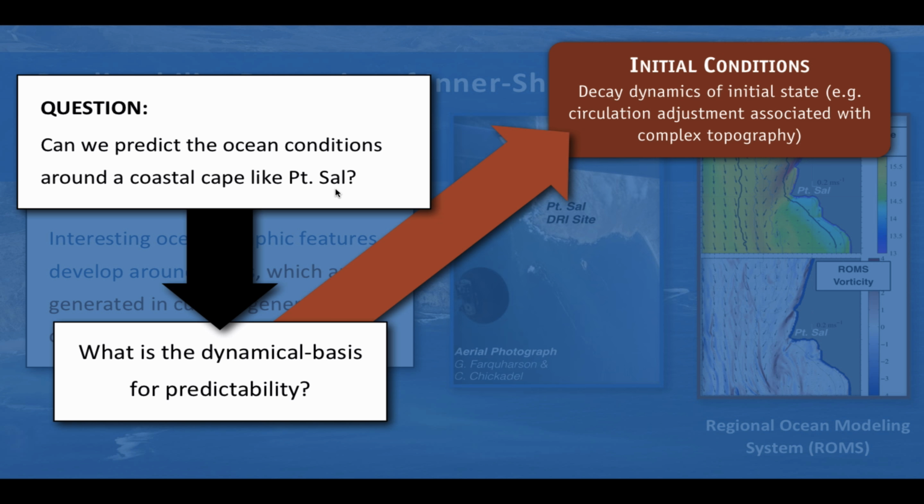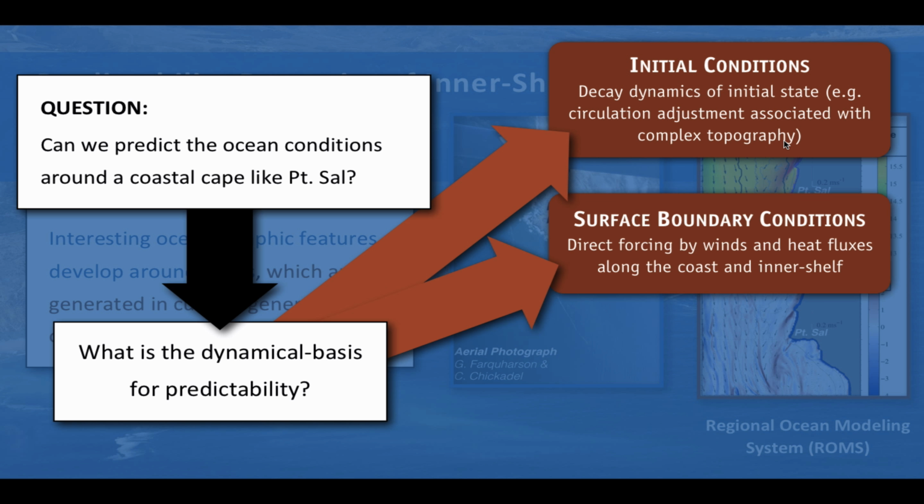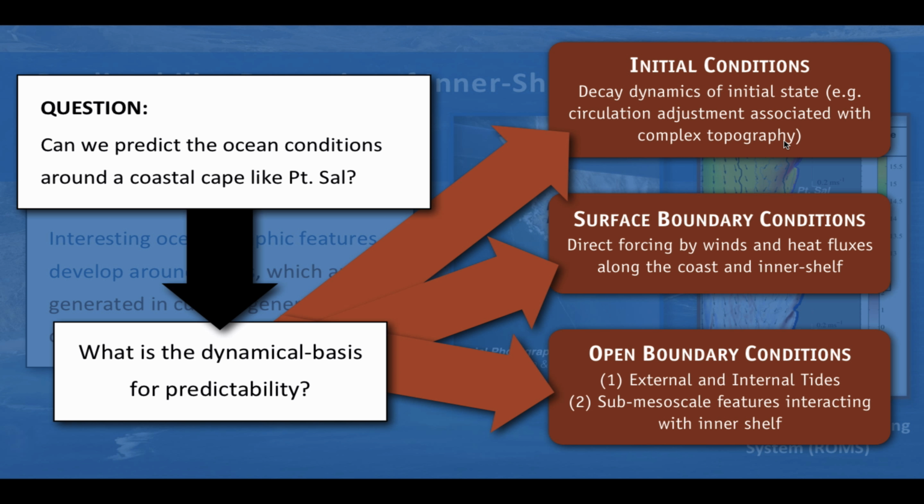Now, of course, there are different dynamical bases for predictability. One is the initial condition, or if you like, the decay dynamics of the initial state, for example, the circulation adjustment associated with complex topography. Two, the surface boundary condition, that is, the direct forcing by winds and heat flux along the coast and inner shelf. And last but not least, remote influences associated with open boundary condition, such as the influence of external and internal tides that sweep through the domain, or the submesoscale features interacting with the inner shelf from the offshore region.